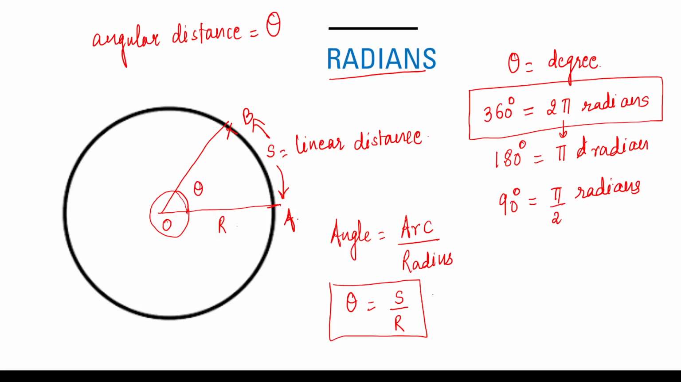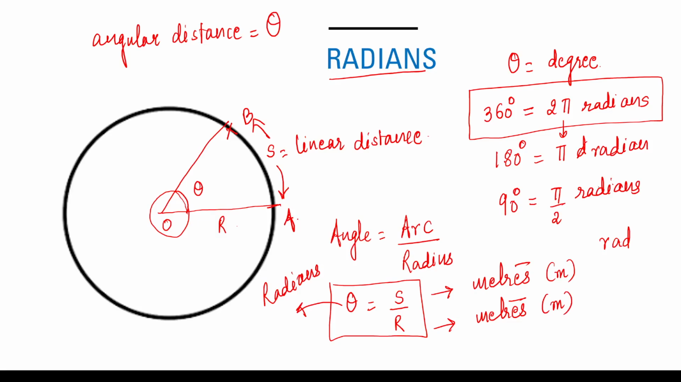Now, what is s measured in? S is measured in meters. R is also measured in meters. It's a standard unit. And the standard unit for theta is radians. Always you will see rad. So rad is a short form. Just like for meters you write m, you write rad for radians.